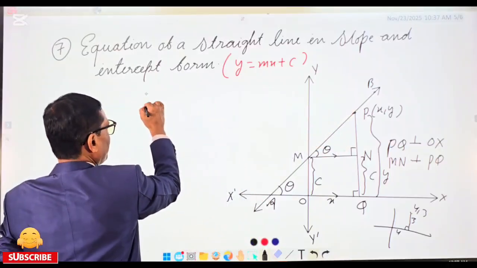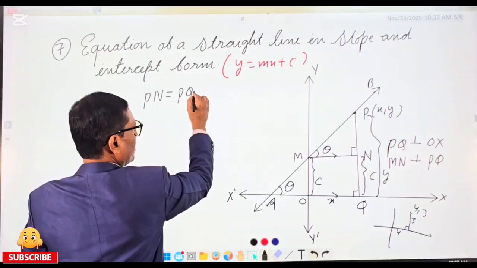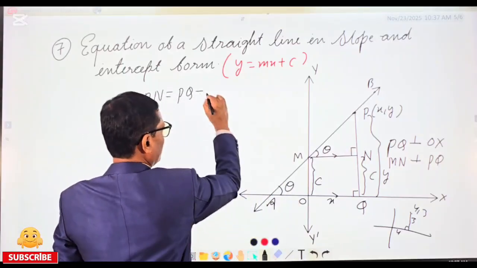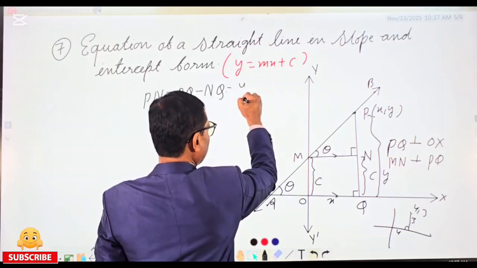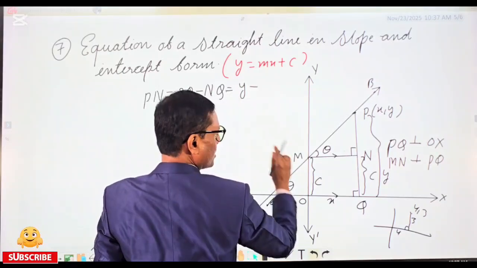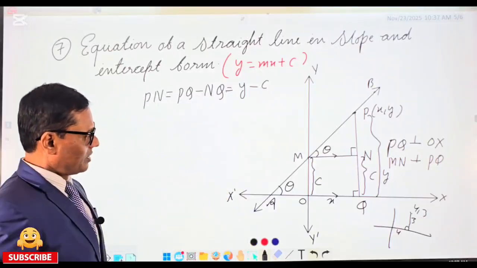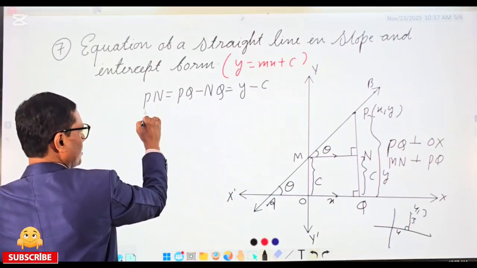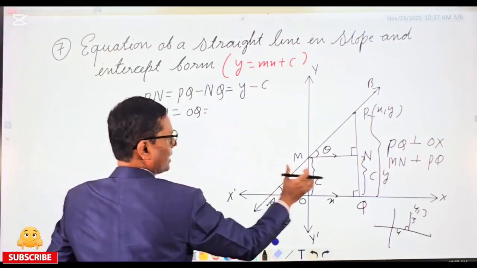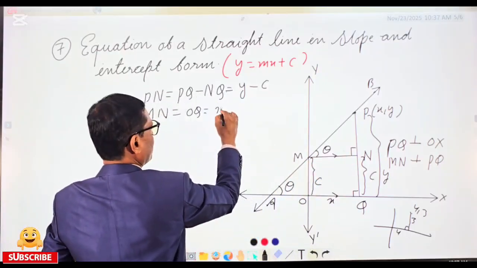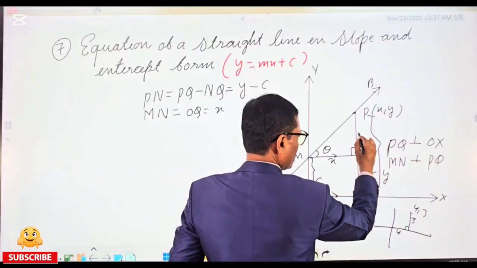So here PN equals PQ minus NQ, and PQ equals y, minus NQ means OM, that is C, and MN equals OQ, that is x. After that, this is x, and that is y minus c.